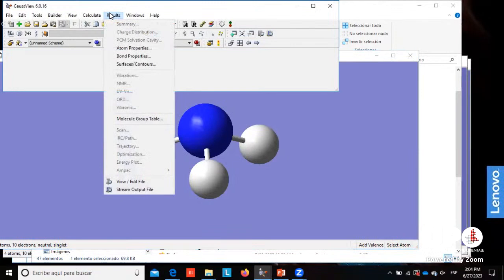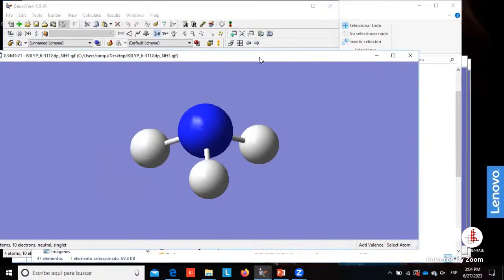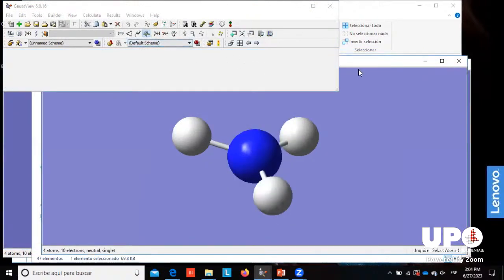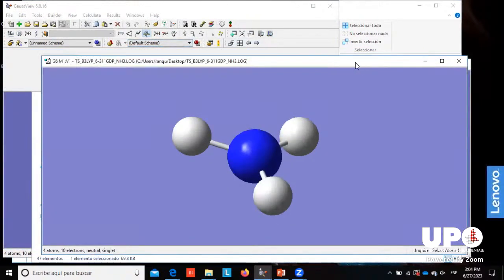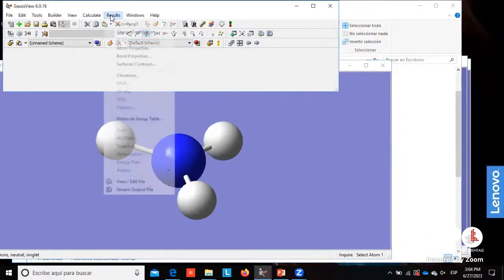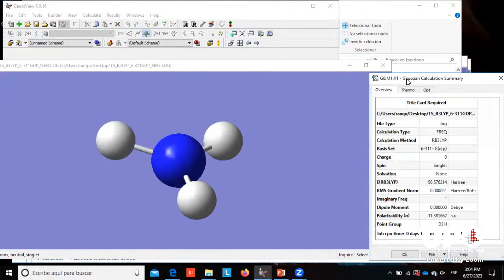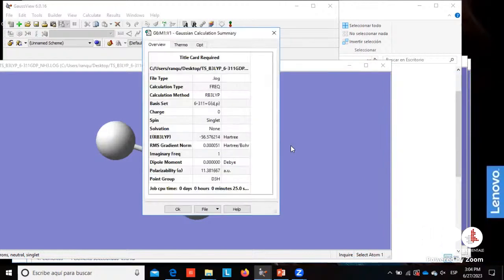So to calculate the energy barrier, we need the energy of the ground state and the energy of the transition state. So this can be easily done. I don't have access to the summary here because this is the input file, not the output file. Okay. So I start with the transition state. If I go to results summary, there is a small window here where you have some information. Among this information is the electronic energy here in Hartrees.